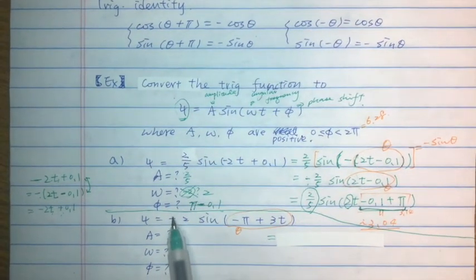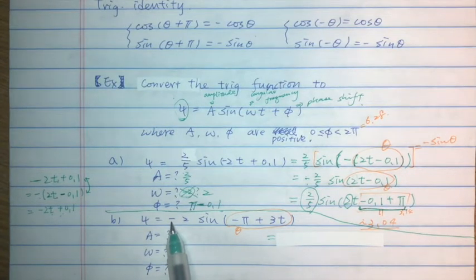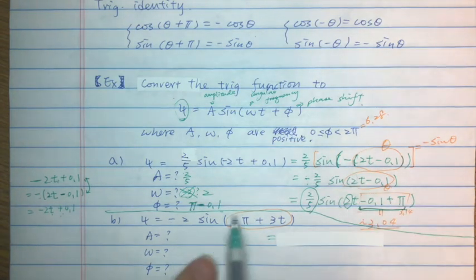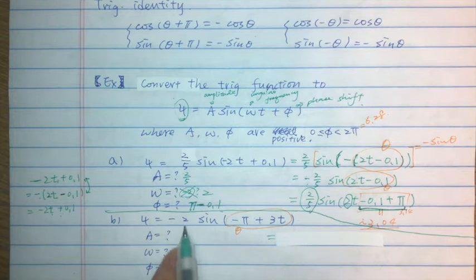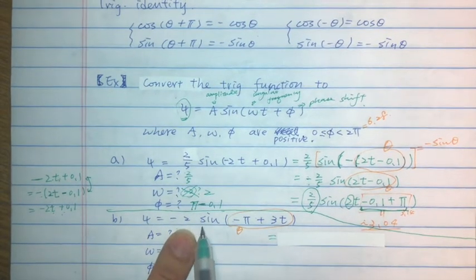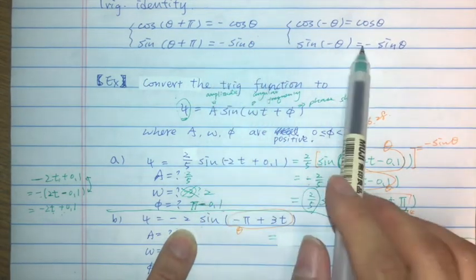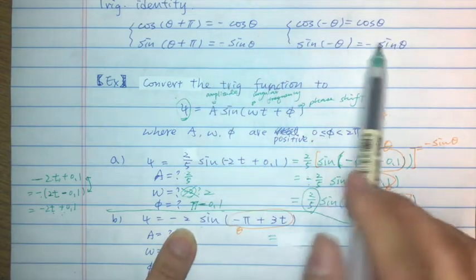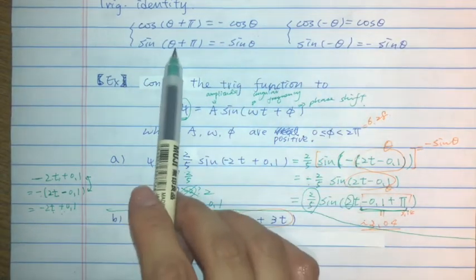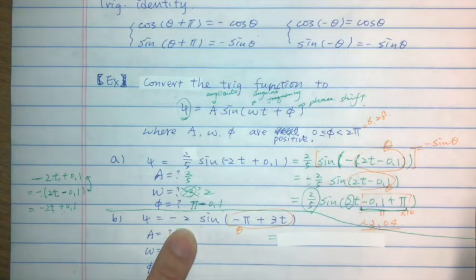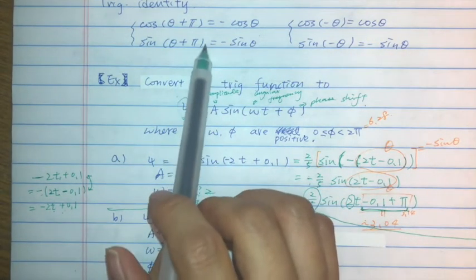So I noticed that there's a negative sign here, and there's a plus. I want to massage this a little bit such that this part would be positive. The trig identity that I can use is either this one or this one, because they all have a negative sign in front of sine. In this case, I choose to do this one. You can try another one, it doesn't matter. They should eventually give you the same answer. I'll try this one first.